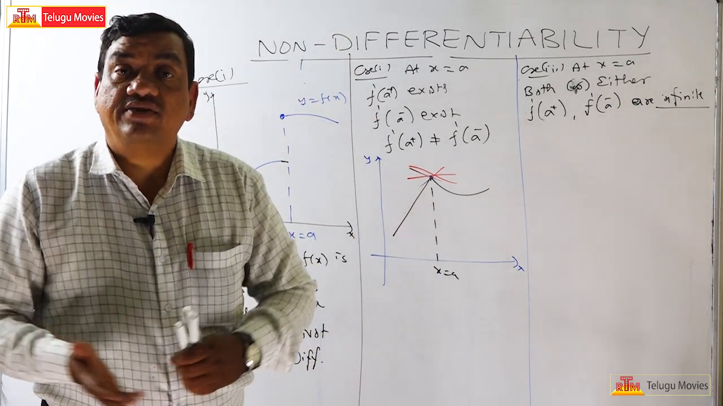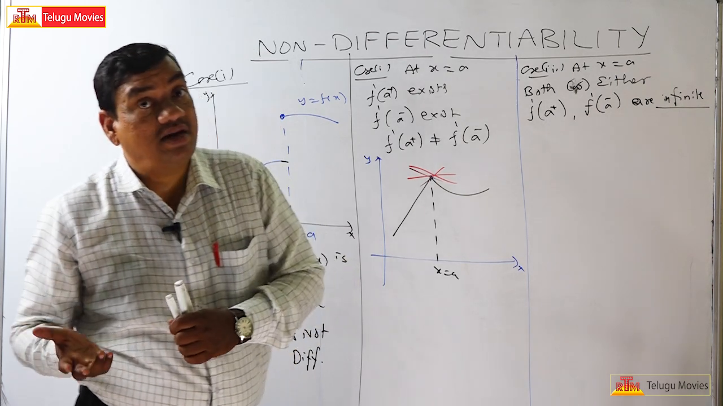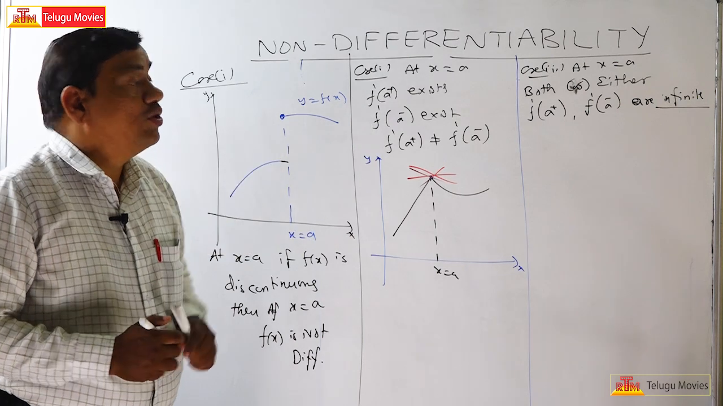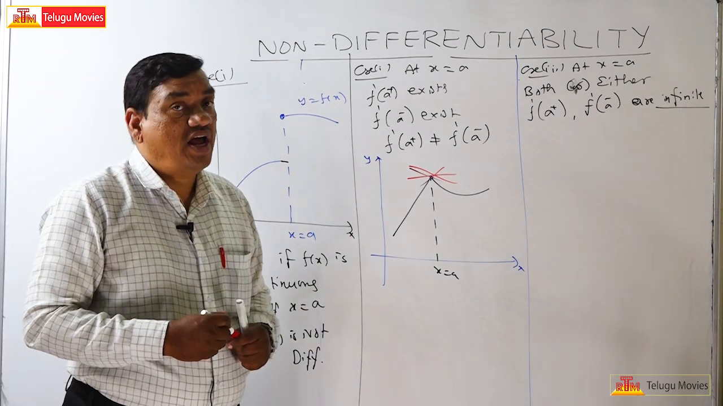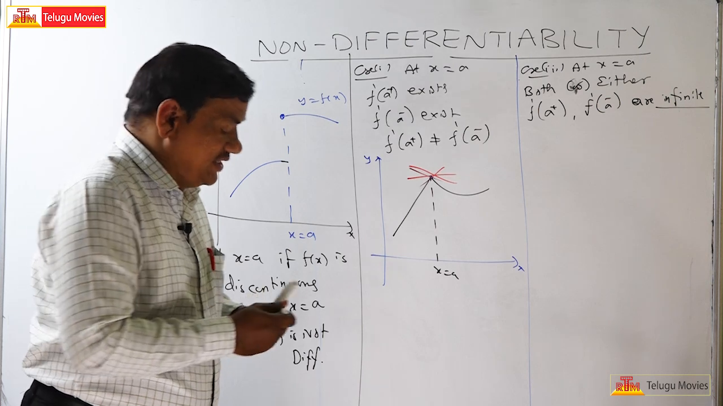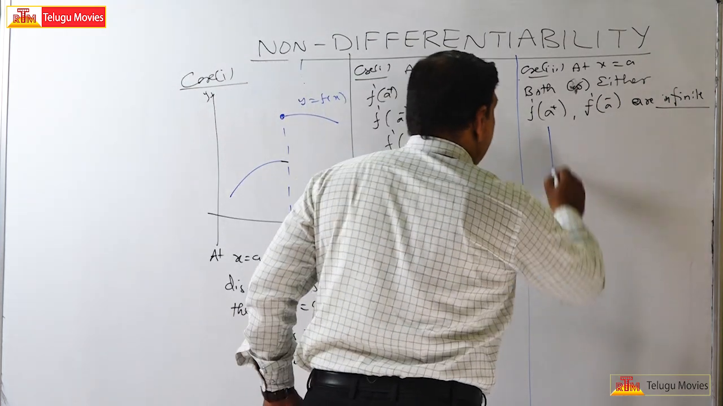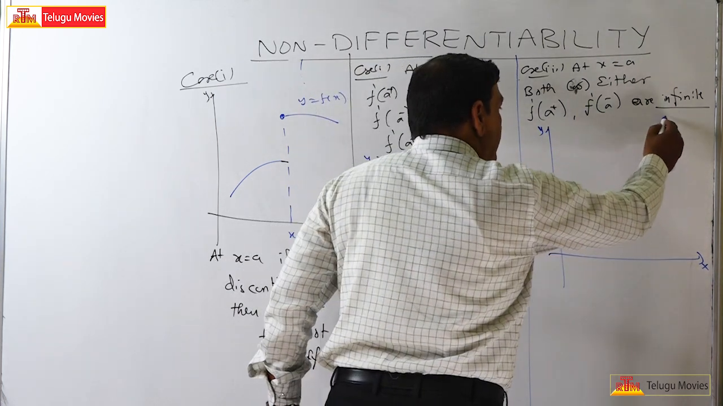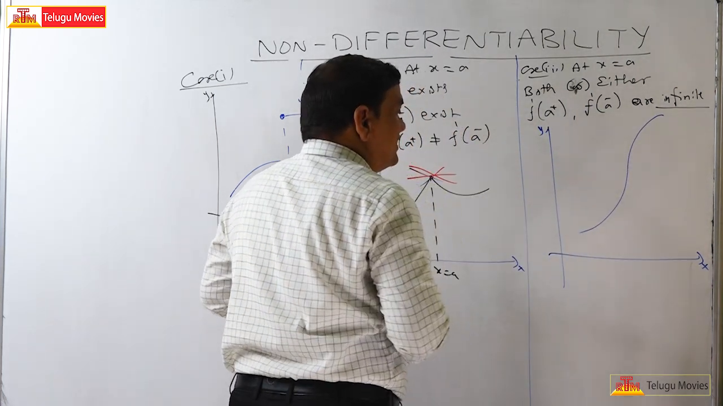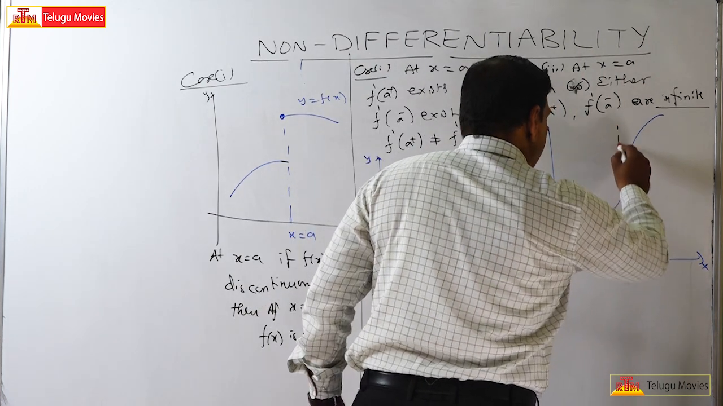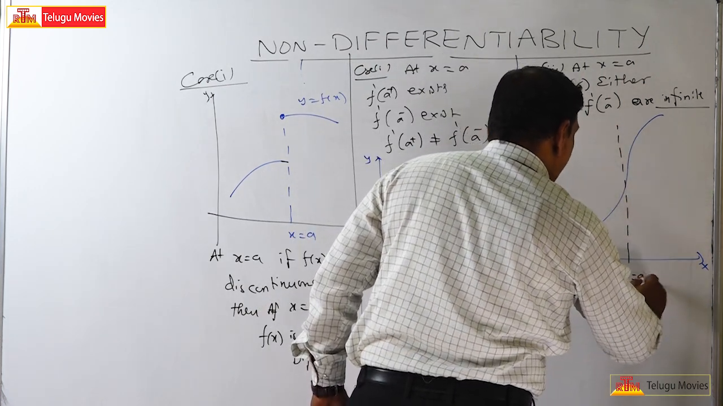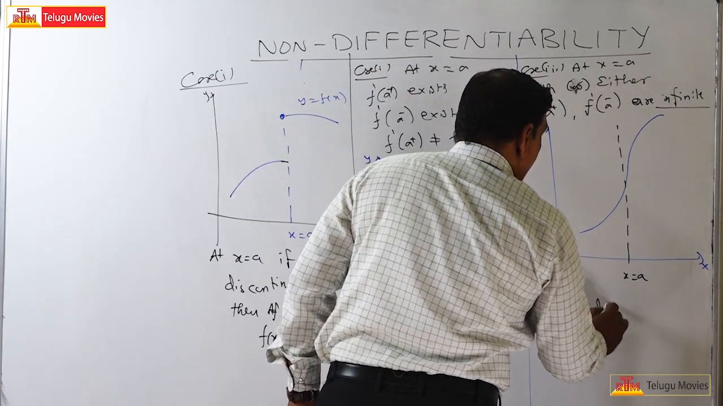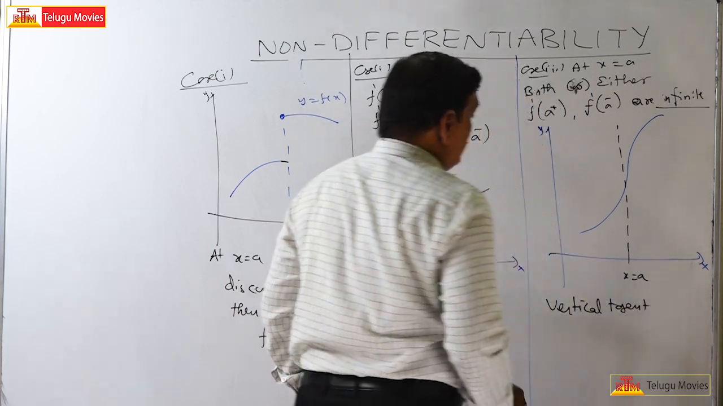If you get infinity for both the left hand side limit and right hand side limit, or any one of them, then also the function is not differentiable at x is equal to a. So in this case, how will the graph be? Let us see the graph. This is the x axis and the y axis. In this case, the graph will be like this, at x is equal to a. So we have a vertical tangent. We call it a vertical tangent.